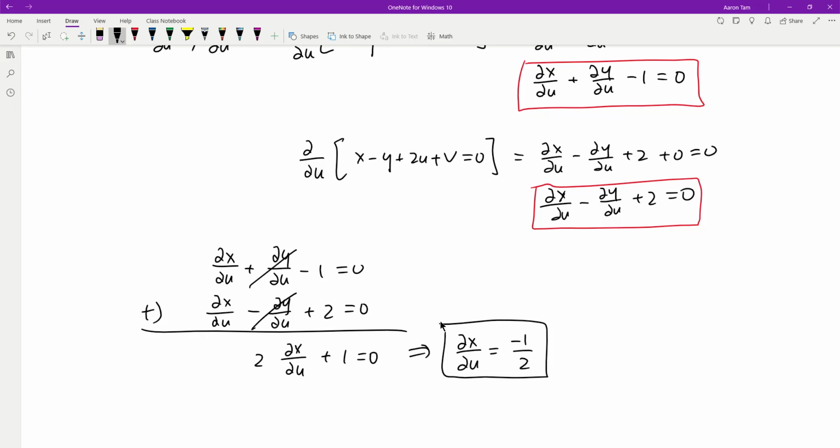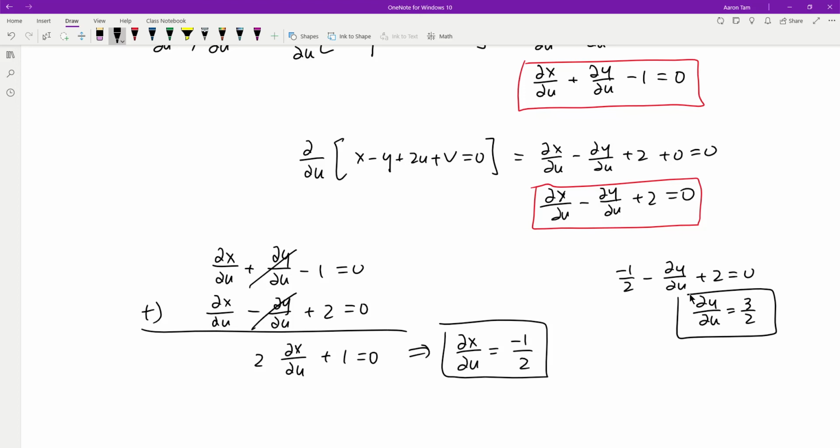Then what should dy over du be? Well, it's up to you how you want to solve it. I think the easiest way is the following. I'm just going to plug into one of the equations. I'm going to say negative 1/2 minus dy over du plus 2 equals 0. I'm going to move the dy over du to the other side, and then I just have negative 1/2 plus 2, which is 3/2. So therefore, I can say dy over du is 3 over 2.